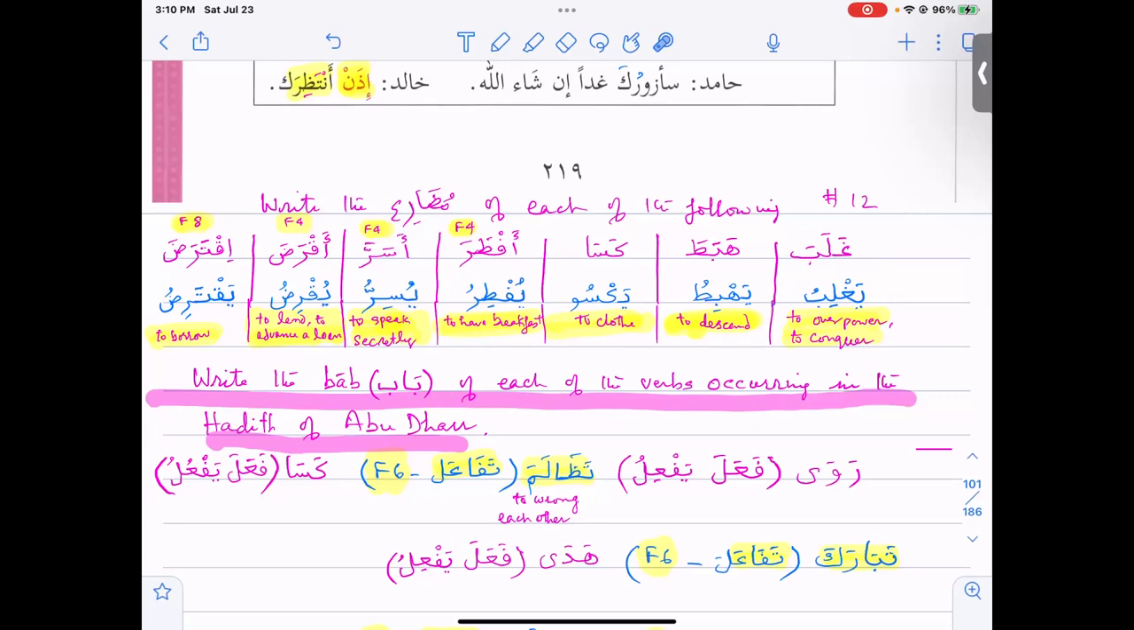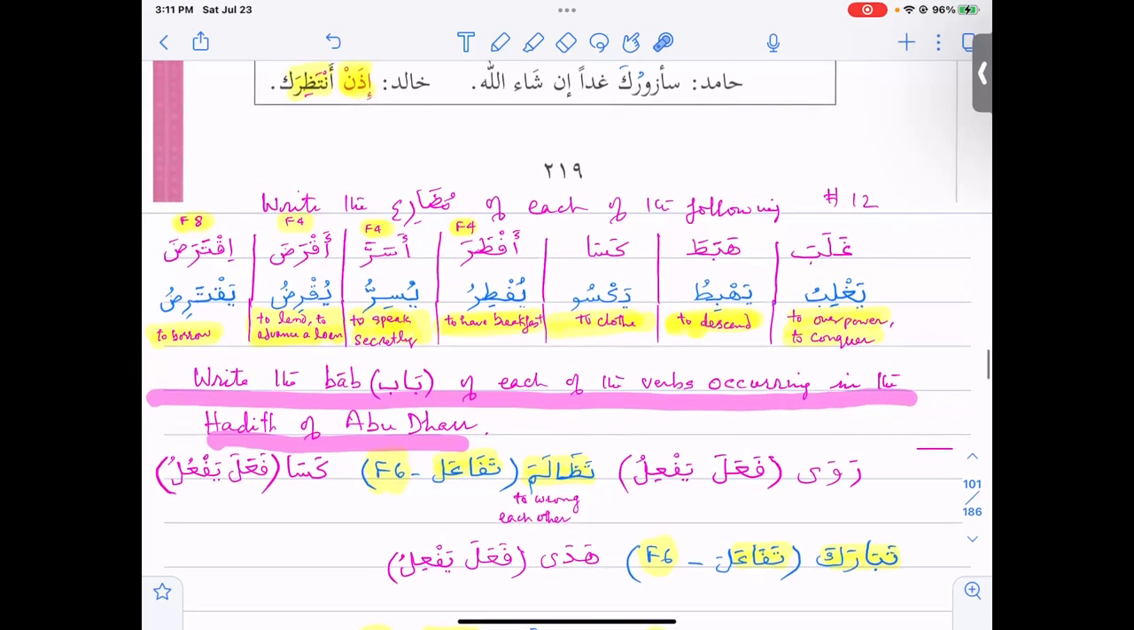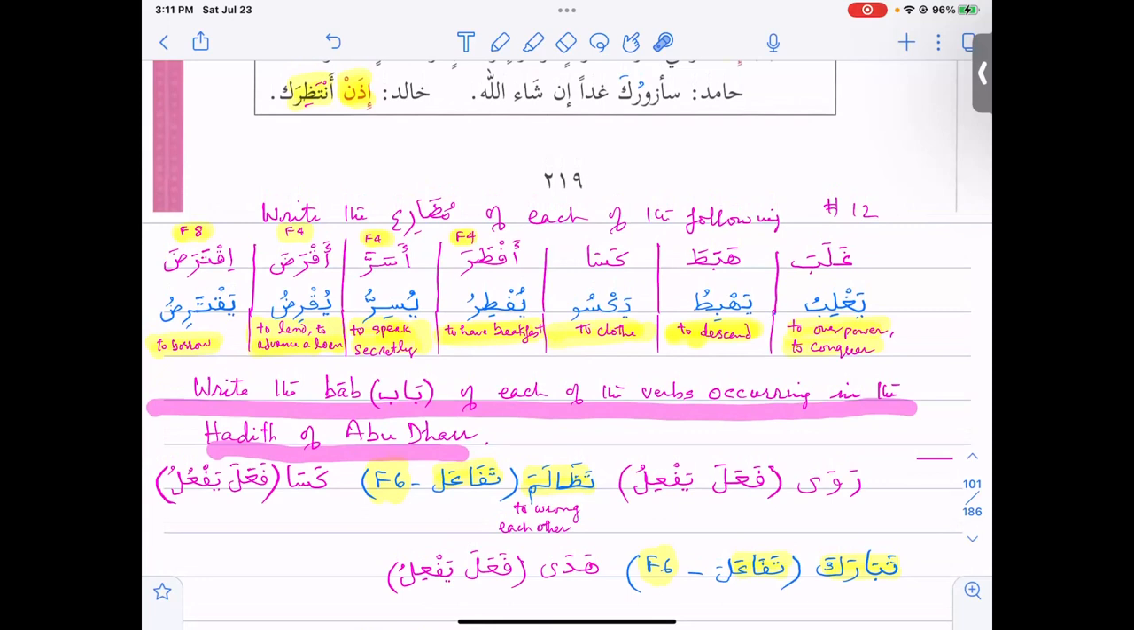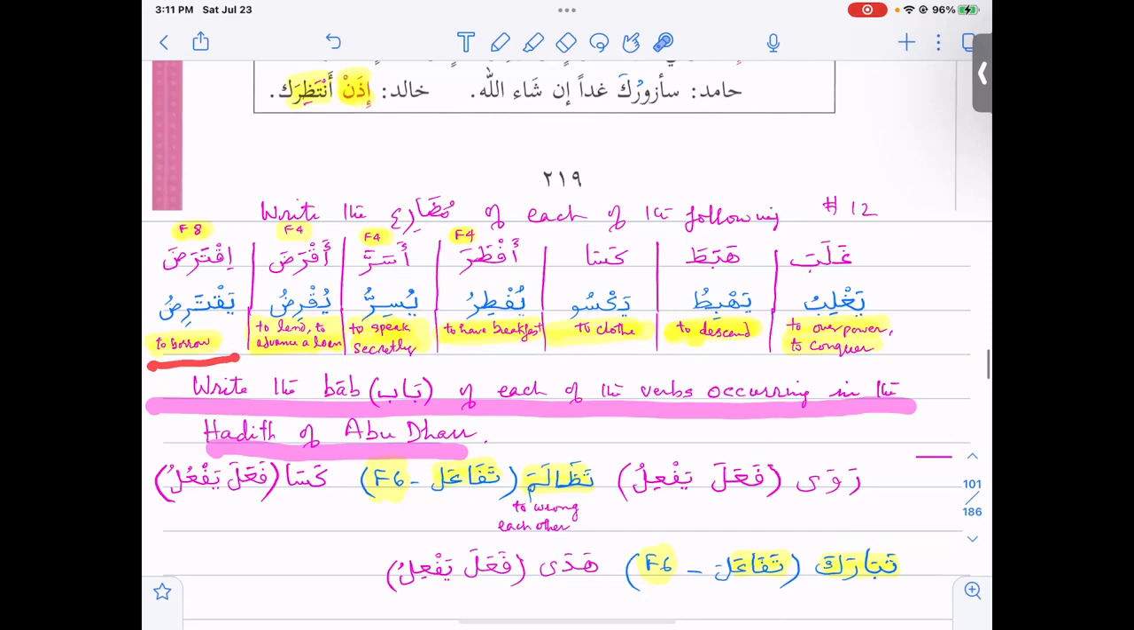Now here, akrada yukridu, form 4, to lend, to advance a loan to somebody. Then in form 8, iktarada yaktaridu. See, akrada, to lend somebody; iktarada, to borrow from somebody. Keep that in mind, I have written. Inshallah, you will write it and then you will have that in your mind.